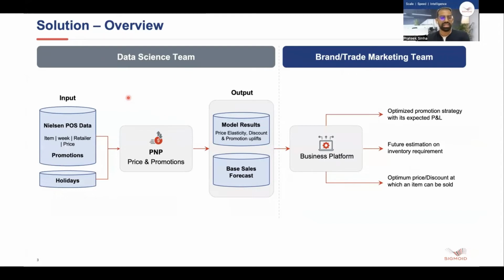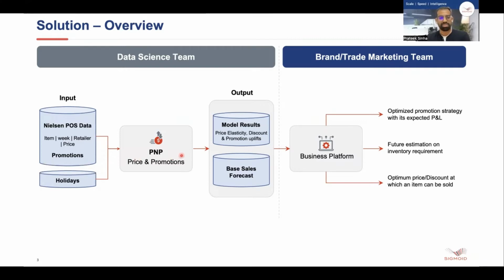In this slide, we can see the overview of the solution. First, we can look at the input data, which goes into PNP, gives the output, and this output was used by the brand and trade marketing teams for several decisions. The input data is basically the Nielsen point of sales data, which is the sales data of different items at the level of retailer and for each weekend. It also had price and promotions data. Other than this, there was holidays data.